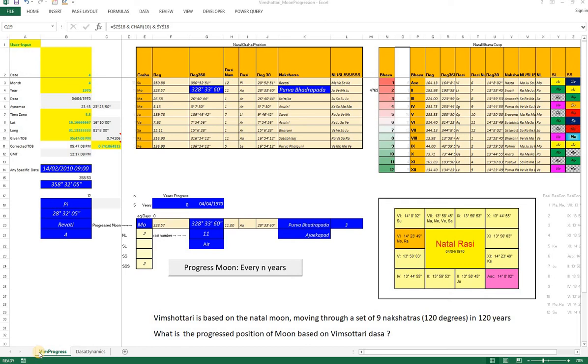Hello friends, Namaste. Today I would like to share with you an Excel file to calculate the position of the progressed moon in Vimshottari dasha.